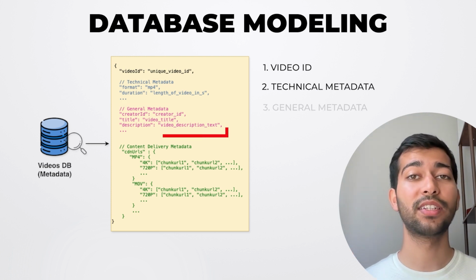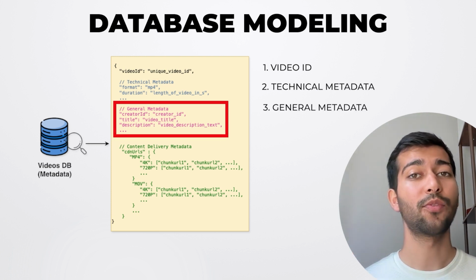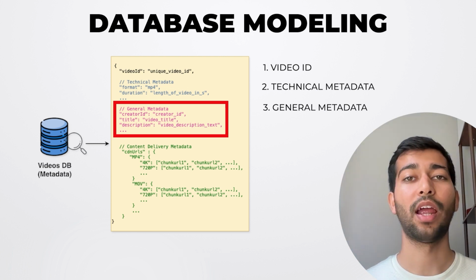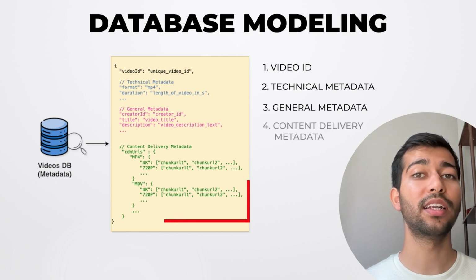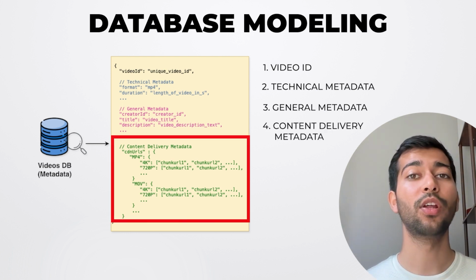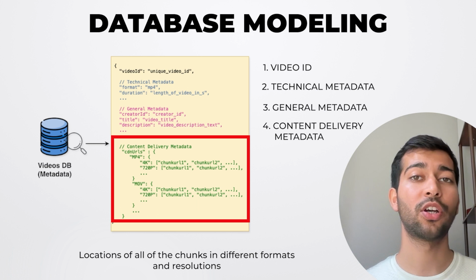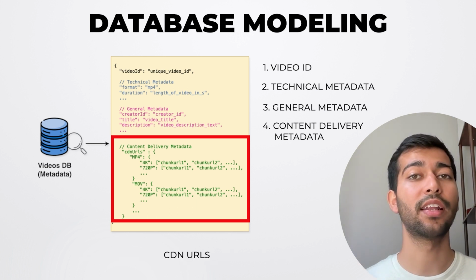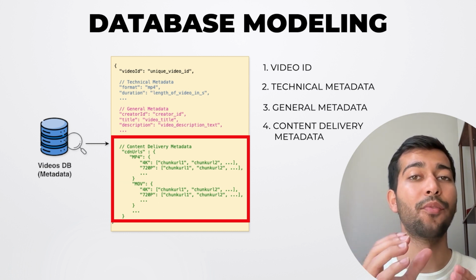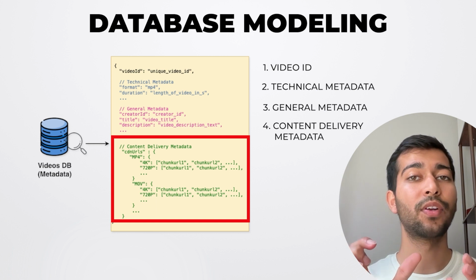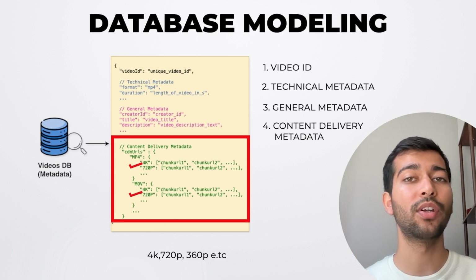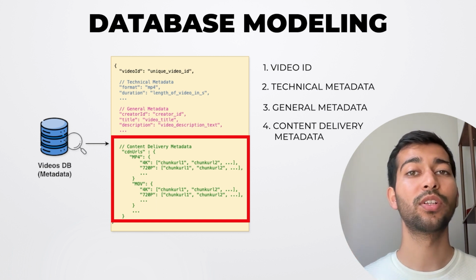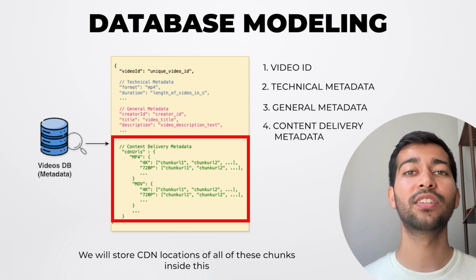Then we'll have the general metadata for the video. That would be creator ID, title, description of the video. And the final section would be content delivery metadata. This would include locations of all of the chunks in different formats and resolutions. So we'll call it CDN URLs, and inside that we'll have different sections for MP4, MOV, and within that MP4 we'll have different sections for 4K, 720p, 360p and so on. We'll store CDN locations of all of these chunks inside this.